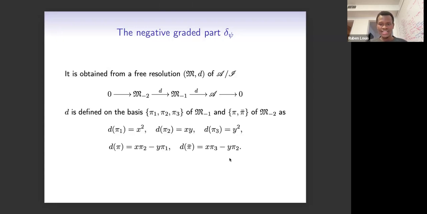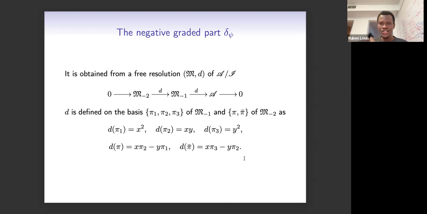So, more specifically, this map D is given as follows. If you take pi 1, pi 2, pi 3 to be generators of M minus 1 and pi bar generators of E minus 2, then D is given as follows. Okay, and this is the negative part. This is just the resolution.